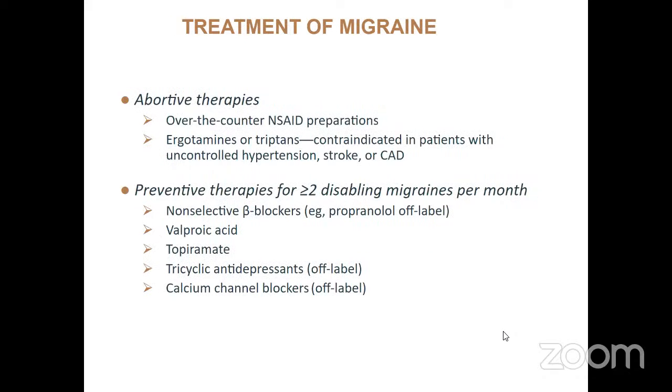Treatment of migraine. Migraine can be treated by two types of therapy, one is abortive and another is prophylactic. Abortive therapy is mostly used in acute management. We use over-the-counter NSAIDs like indomethacin or ibuprofen. Other options we have are ergotamines or sumatriptans. But make sure these are contraindicated in patients with uncontrolled hypertension or stroke. Preventive therapies are used for prophylaxis when patients have more than 2 migraines per month. The most common drug used for prophylaxis is propranolol, a beta blocker.